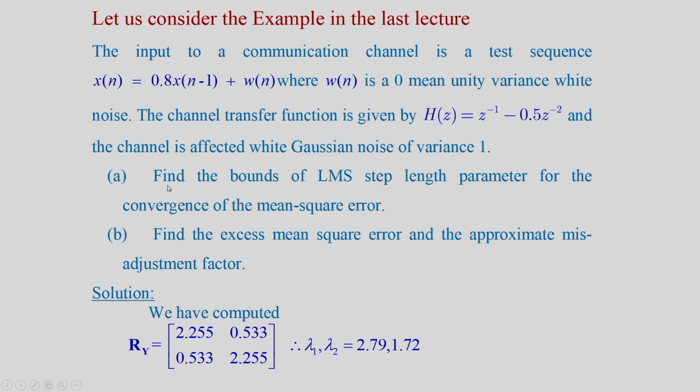Now, the new questions, in addition to last time's questions, are: find the bounds of the LMS step length parameter for the convergence of the mean square error, and find the excess mean square error and the approximate misadjustment factor. Here Ry we have already found out, that is equal to this matrix, where the diagonal is 2.255 and the off-diagonal is 0.533, 0.533. Therefore, its eigenvalues lambda 1 and lambda 2 are 2.79 and 1.72 respectively. This is the maximum eigenvalue.